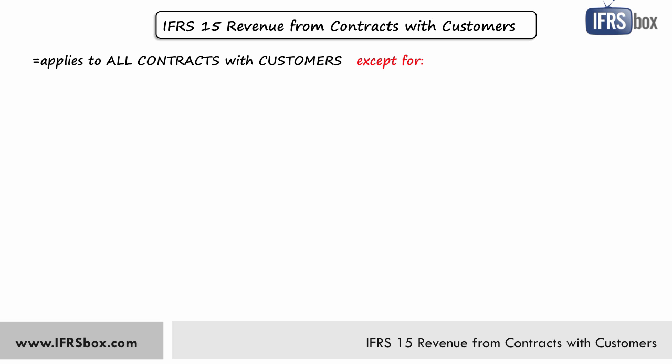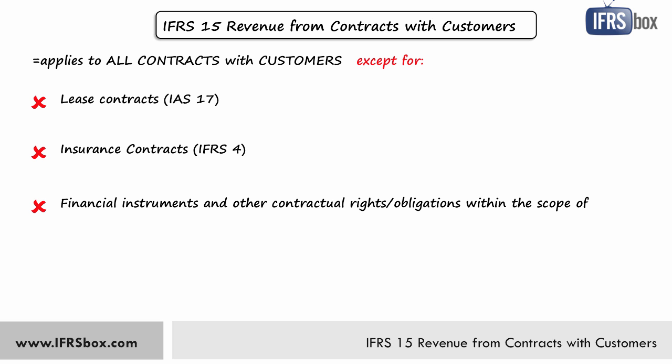IFRS 15 applies to all contracts with customers with some exceptions. So here's the list of types of transactions in which you look to other standards for guidance, not to IFRS 15. Lease contracts under IAS 17, insurance contracts under IFRS 4, financial instruments and other contractual rights and obligations that are within the scope of IAS 39 or IFRS 9, financial instruments, and then IFRS 10, IFRS 11, IAS 27, and IAS 28. And these are all kinds of investments from subsidiaries, joint arrangements to associates and other investments.